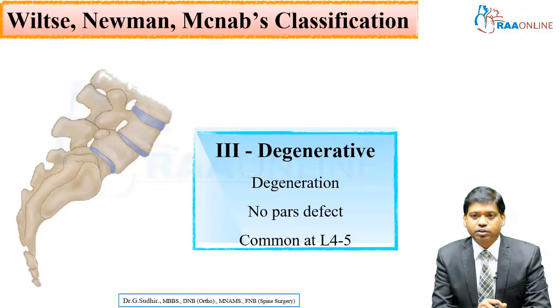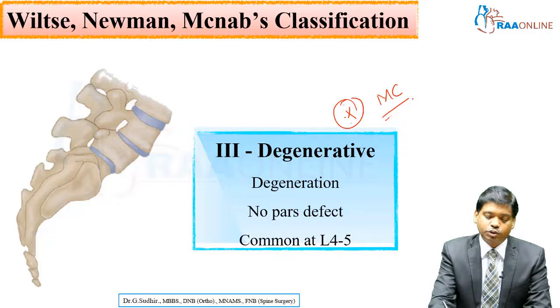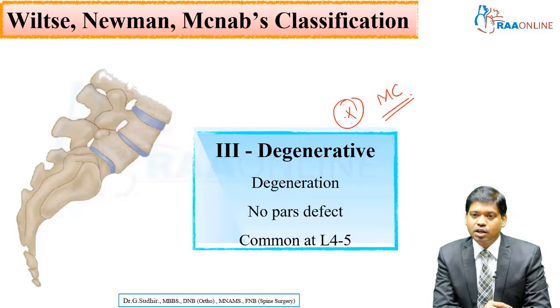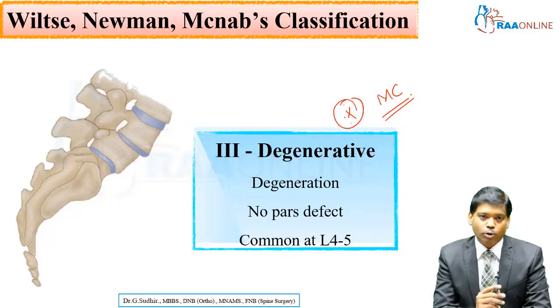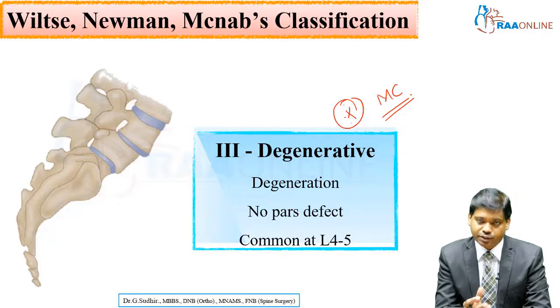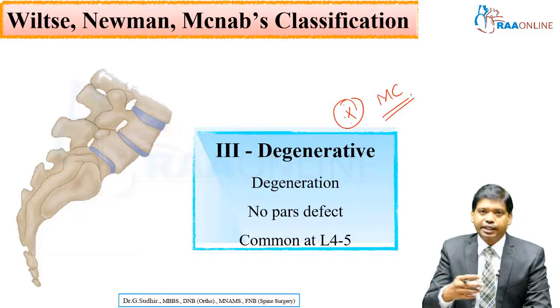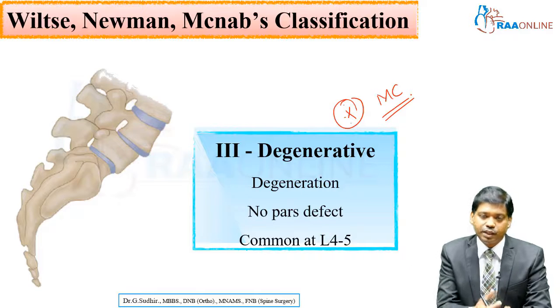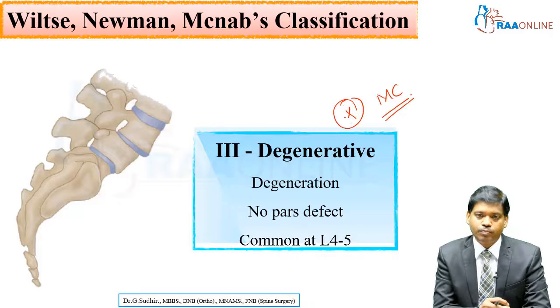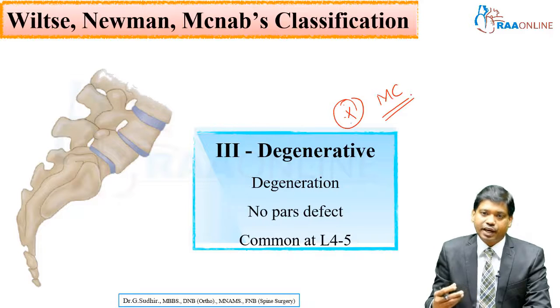The third type of listhesis is called the degenerative listhesis. This forms the most common type and the most important type for us in clinical practice. It is commonest at L4-5. There will not be any pars defect, and as the name indicates, it is purely because of degeneration. This degeneration is because of disc degeneration, resulting in the sequence of events which we saw in the lumbar disc prolapse module. It can result in stenosis, facetal instability, facetal hypertrophy, resulting in movement of one vertebra over the other.